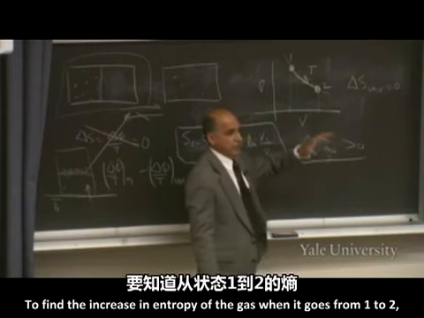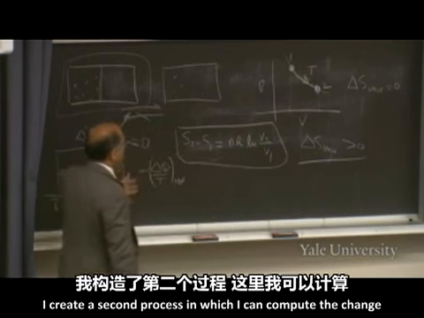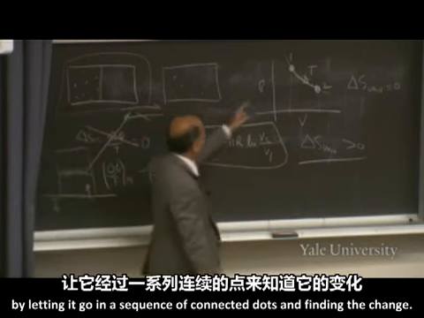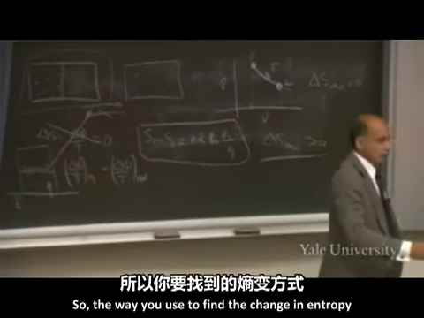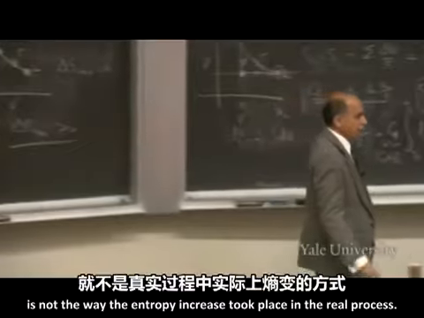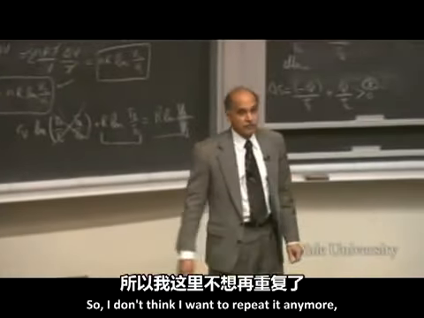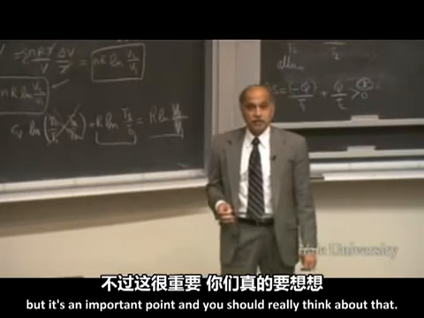To find the increase in entropy of the gas when it goes from 1 to 2, I create a second process in which I can compute the change by letting it go in a sequence of connected dots and finding the change. So the way you find the change in entropy is not the way the entropy increase took place in the real process. I don't think I want to repeat it anymore, but it's an important point, and you should really think about that.